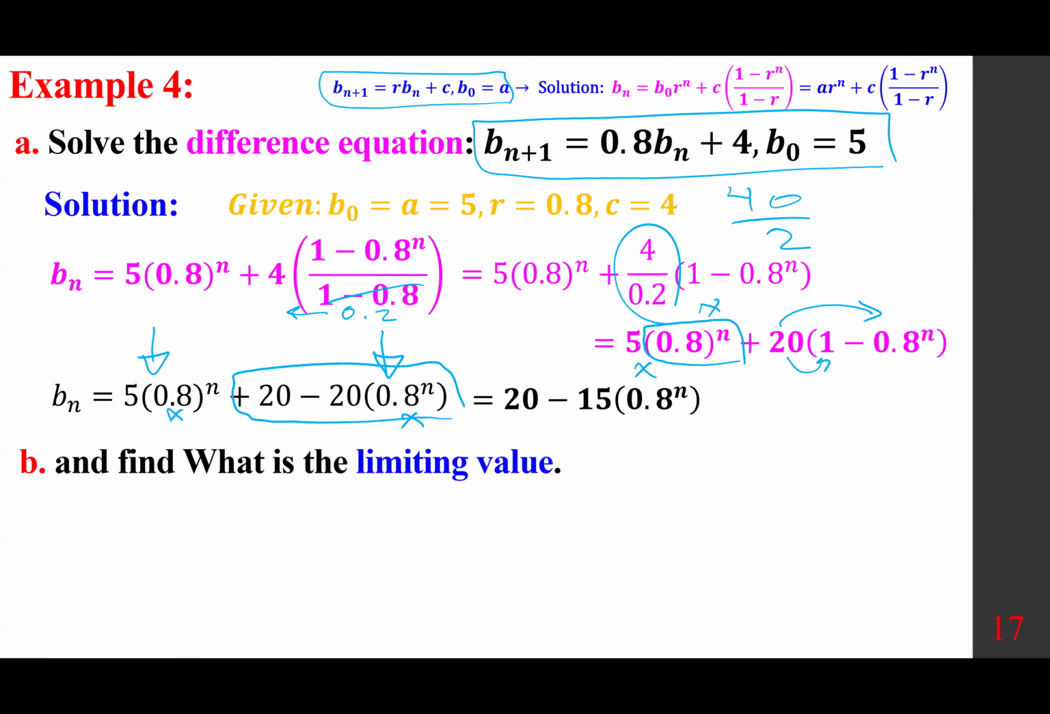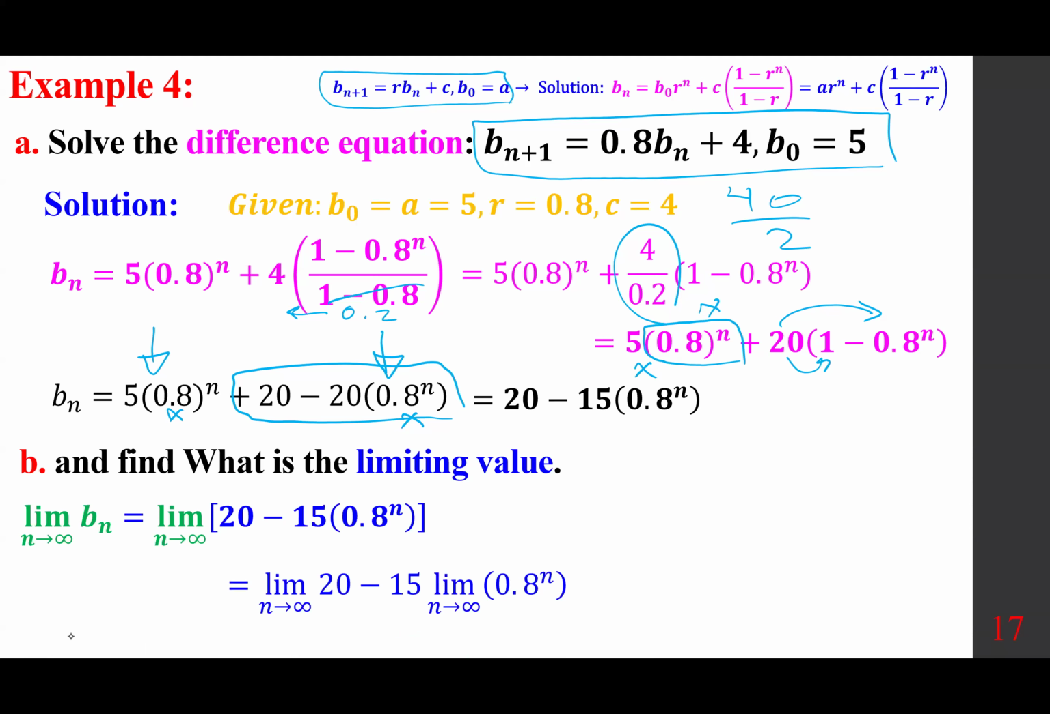The reason we write it this way is so the final step, taking the limit, makes life easy. So we are going to take the limit of this expression. We use the limit laws. We separate them into two pieces. Limit of the first piece minus 15 times the limit of the second piece. And this is 0.8 to the power n. And this is 20 minus 15 times 0.